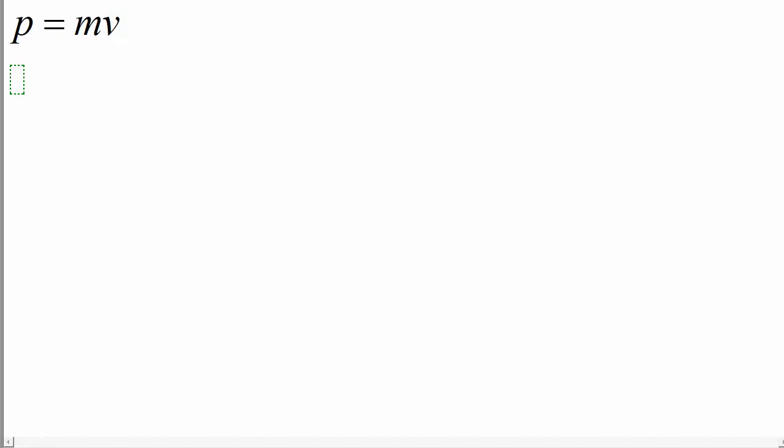Now let's talk about angular momentum. Recall our momentum formula. Momentum equals mass times velocity. We use capital letter L for angular momentum, and instead of using m for mass, or inertia, we're going to use capital I, and instead of using v for speed, we're going to use lowercase omega. L equals I omega. That's our angular momentum formula.